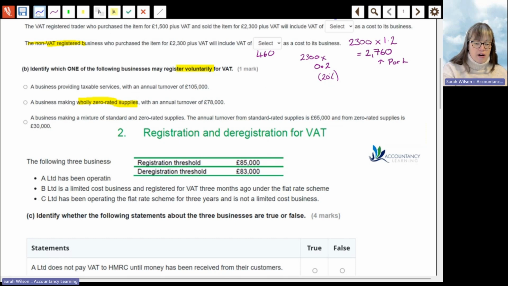So that is going to be our answer, that they can voluntarily register for VAT. Just to look at the last one though, a business making a mixture of standard and zero rated supplies, and we've got 65,000 standard rated and 30,000 zero rated. Well, they have a total of 95,000. So that would be higher than the 85,000 registration threshold. So they would have to register for VAT. And again, it wouldn't be voluntary.